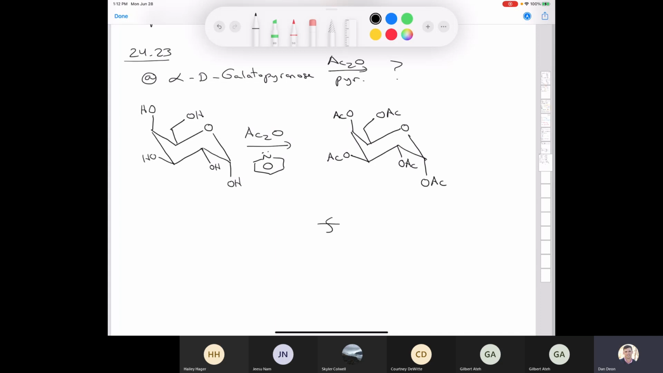Remember that when you have OAc, that's the same thing as O with a methyl ketone on it, right? That's an acetyl group. So it's an ester. You're converting it into an ester.